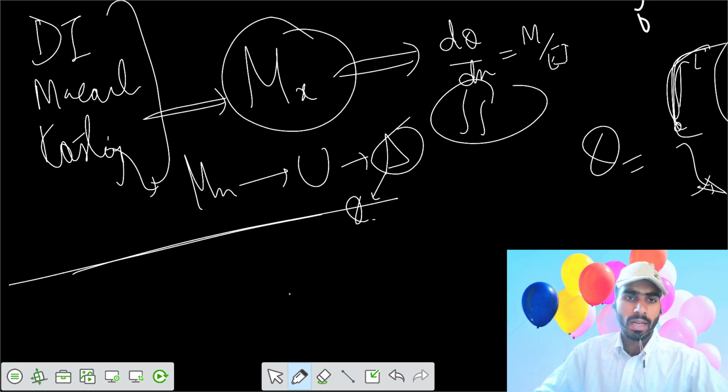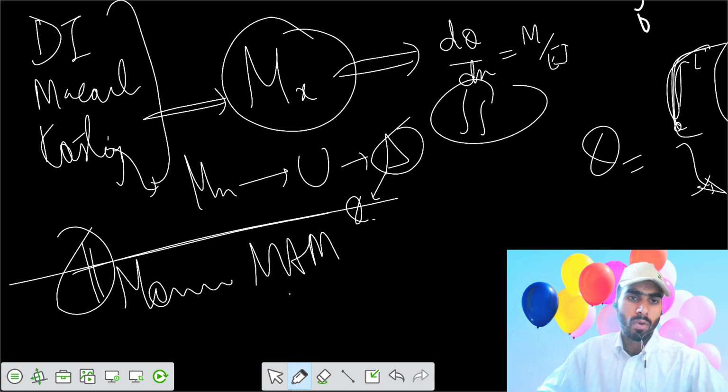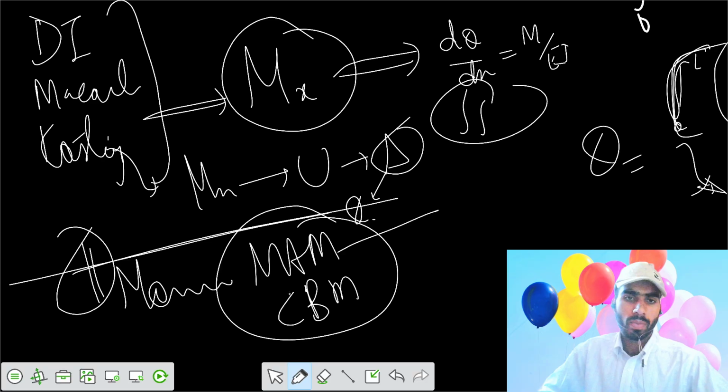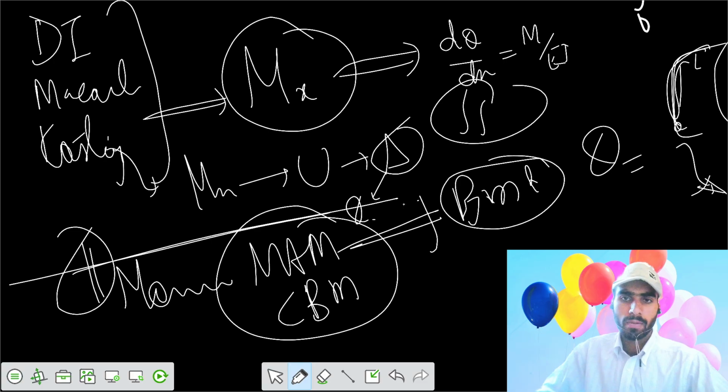Now, after that, there are two more methods that we call the moment area method, and the next one is the conjugate beam method. These two methods are based on the BMD. You have to draw the BMD first, then after that you can get the value of delta and theta.